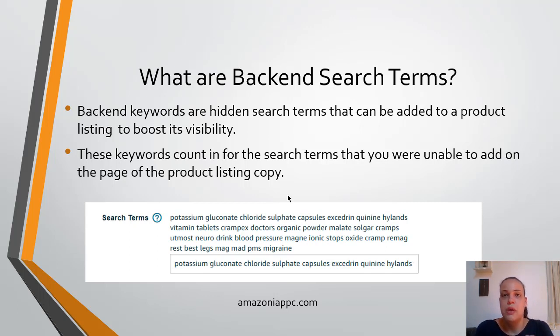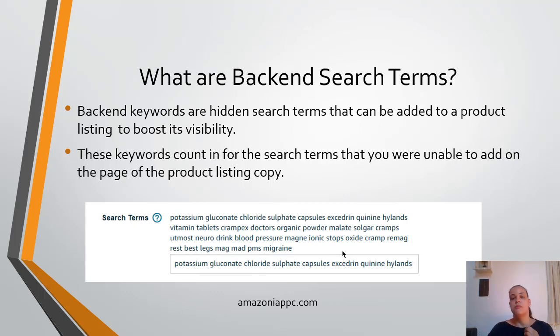We should not make them think about what your product is. So not too many complicated words in it. You just have to make it user friendly first and then optimize for SEO. That being said, Amazon added backend search terms in order for you to just focus on the SEO part of your listing. Make your listing rank for the words that you wouldn't otherwise use in, let's say, the product listing front end, the one that users can see. So these keywords count for the search terms that you were unable to add to the page or the product listing copy.